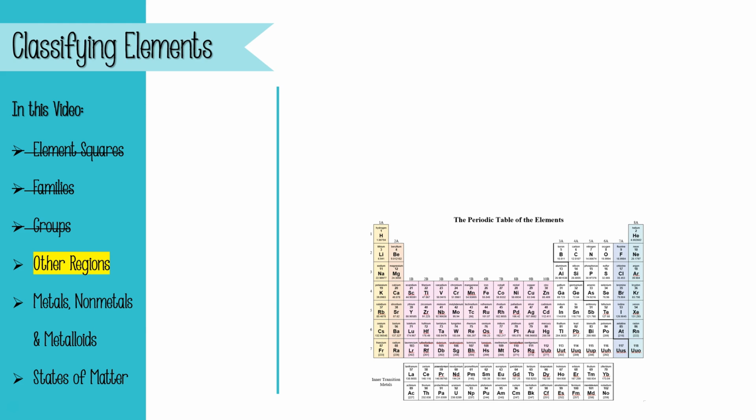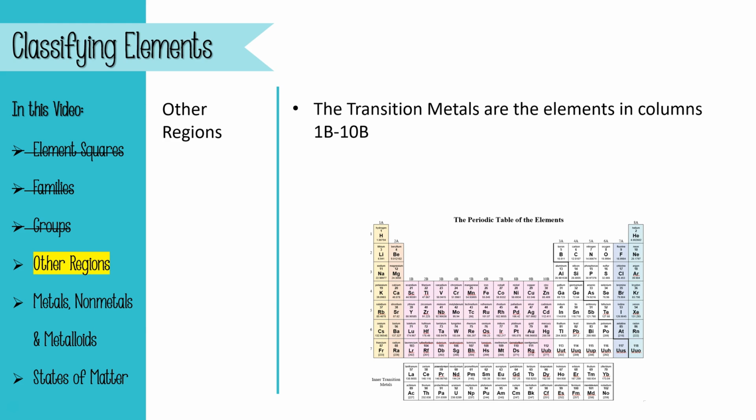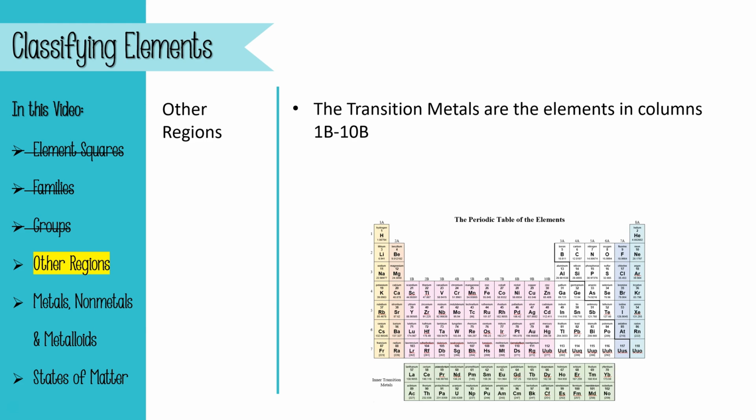There are two other regions of the periodic table which I'd like to highlight today. First are the transition metals. These elements are found in columns 1B through 10B. We'll spend time later this year talking specifically about the transition metals. But here we find lots of common and precious metals like iron, nickel, copper, and zinc, silver and gold, titanium, and platinum. Take a minute to pause the video and color in all of the elements in 1B through 10B, or the elements you see colored pink in the diagram below.